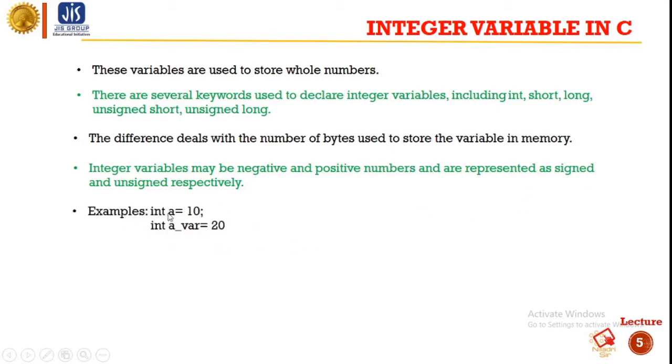So an example is int a equals 10. Here int is the data type and a is the variable. This variable can store only an integer value because its data type is int. As you can see, a can store 10. If there is another variable, int a_var equals 20, then a_var is another variable. These are the variable names.